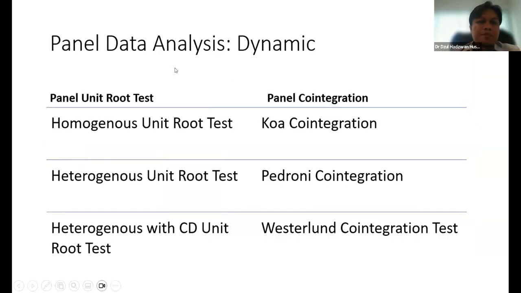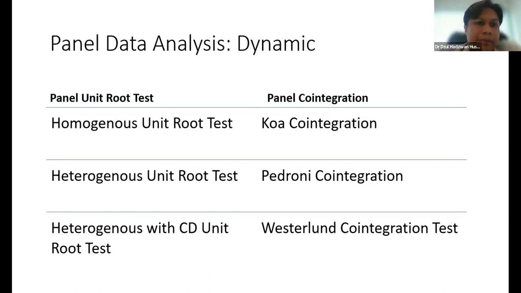So we proceed to the last part of panel data analysis, dynamic. Since the panel data also consists of trend, the T, the period, then we can employ any dynamic technique. So definitely, if we include a factor of period or trend, then we need to do a unit root test.